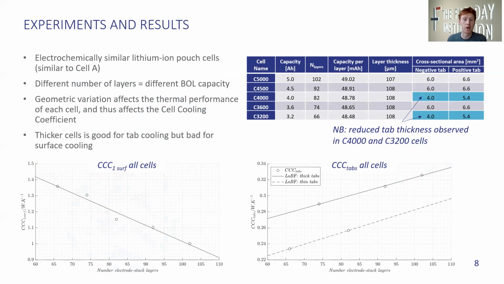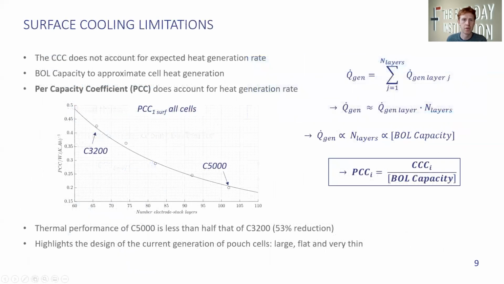This was expected. A thicker cell means a greater distance over which temperature gradients can build up, and all of this leads to a reduced cell cooling coefficient. Cell cooling coefficient does not tell the full story because it is unable to account for the expected heat generation rates. Each layer is equally rate capable and identical.